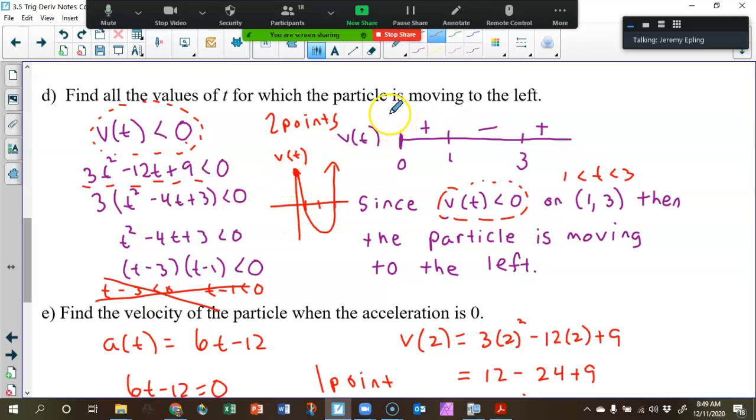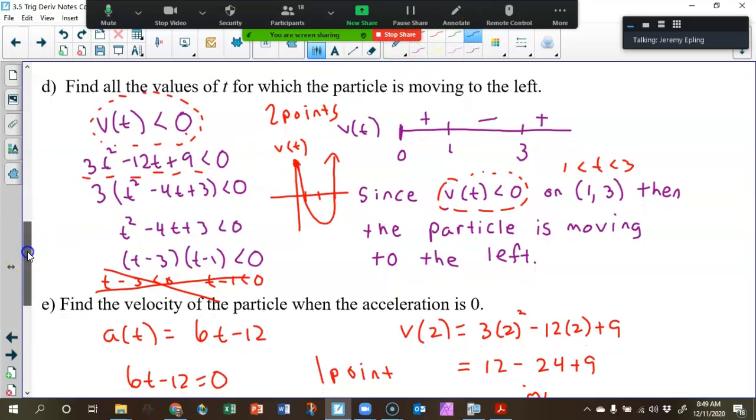Now, if in your sign chart you prefer to have multiple lines, t minus 3, t minus 1, and then t minus 3 times t minus 1, that's just fine. Ultimately, I have to have the signs of the derivative. However you got to that, I've got to know where it's positive and negative. And so our 2 points come from our interval, whether you wrote it as an inequality or interval notation, it doesn't matter, and that you dealt with the derivative having to be less than 0. So that's part D.